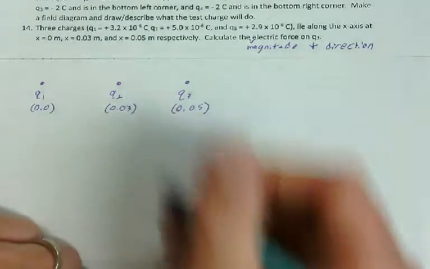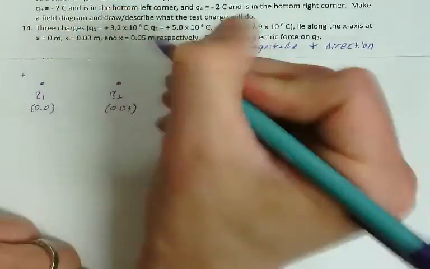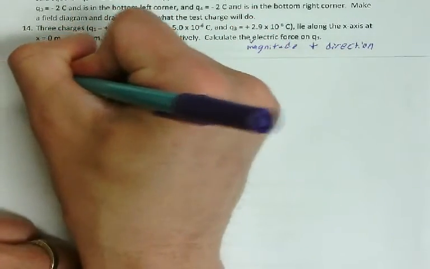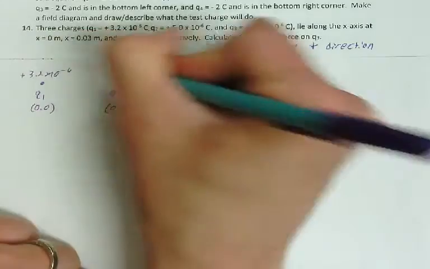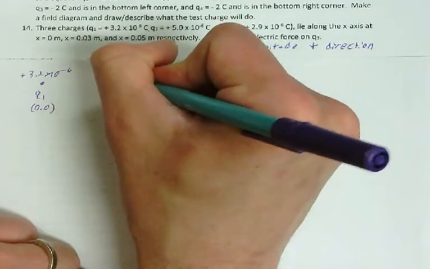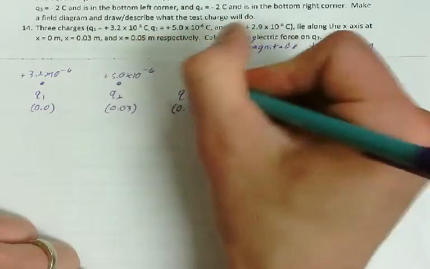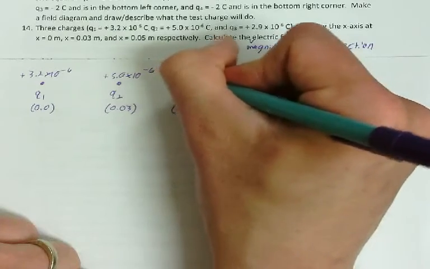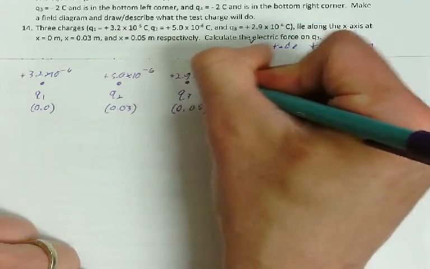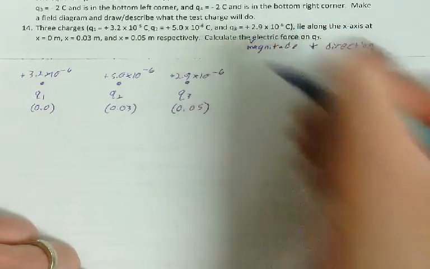And then the values for these are positive 3.2 times 10 to the negative 6, positive 5.0 times 10 to the negative 6, positive 2.9 times 10 to the negative 6.